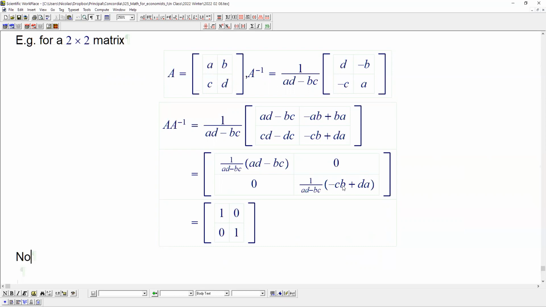Note, this little thing here is not by accident. This is called, what? Yeah, the determinant of A. So write this.